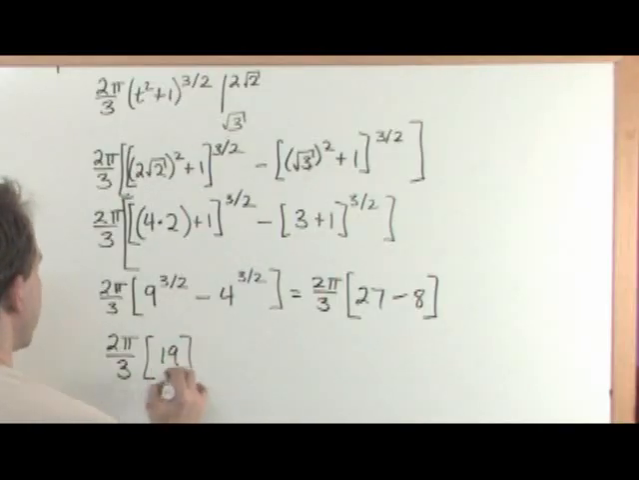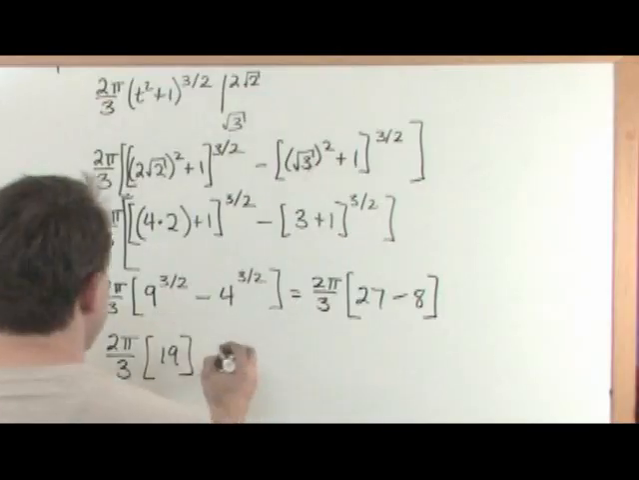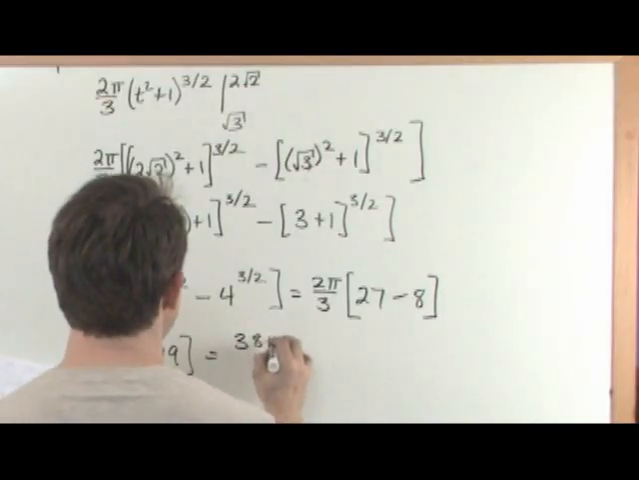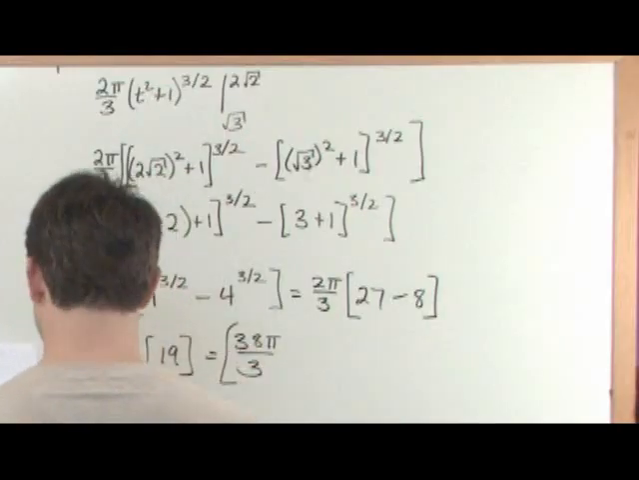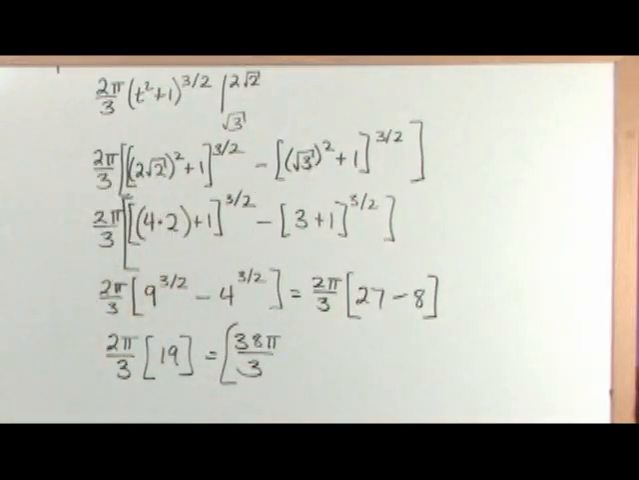27 minus 8 is 19. Okay? And finally, 2 times 19 is going to be 38 pi divided by 3. Okay, so let's go ahead and that's the answer, 38 pi divided by 3.